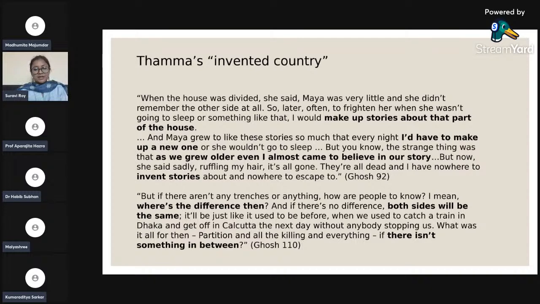Just doing it once is not going to be enough. A sustained effort is required to keep on generating these narratives of difference. And this is very interesting, because he says, "the strange thing is that as we grew older, even I almost came to believe in our story." So this constant reiteration of these imagined differences, these made up stories, is required for them to take a concrete shape. They are no longer imagined or invented differences, but they become real.